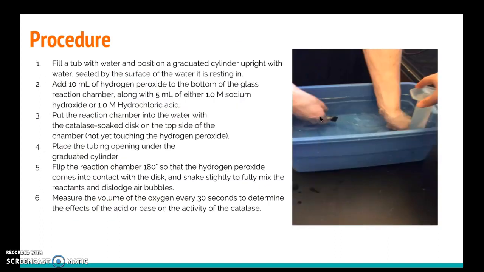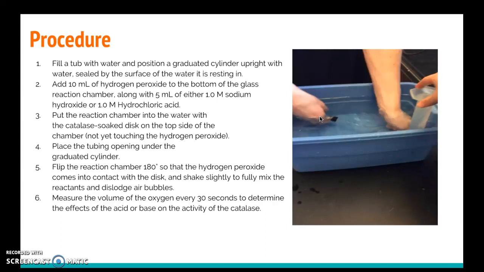This was our procedure. First, we filled a tub with water and positioned the graduated cylinder upright with water, sealed by the surface of the water it is resting in. Add 10 milliliters of hydrogen peroxide to the bottom of the glass reaction chamber, along with 5 milliliters of either 1 mole of sodium hydroxide or 1 mole of hydrochloric acid. Put the reaction chamber in the water with the catalase-soaked disc on the top side of the chamber, not yet touching the hydrogen peroxide. Place the tubing opening under the graduated cylinder.